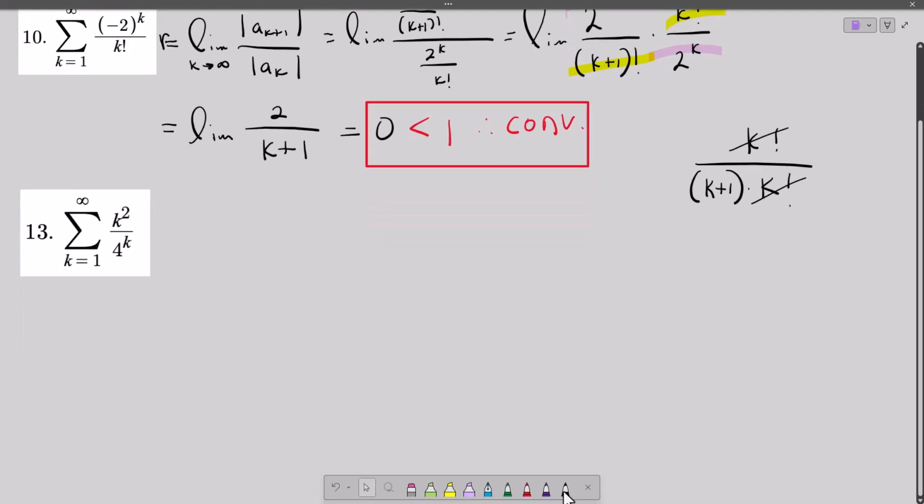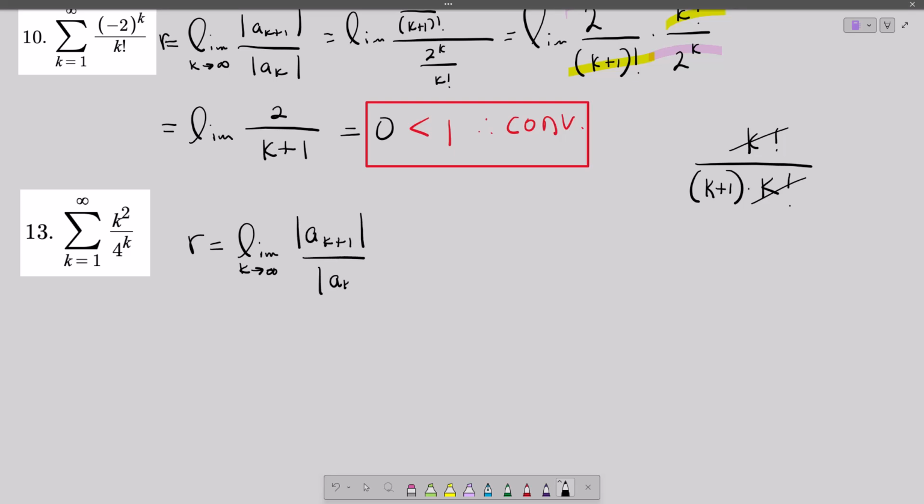Let's try this one. So we're going to take, let's call it R. So R equals the limit as k goes to infinity of the absolute value of a sub k plus 1 over the absolute value of a sub k. To get a sub k plus 1, you just replace the k's with k plus 1. So there's the numerator, a sub k plus 1. Everything's positive here already, so we don't have to.